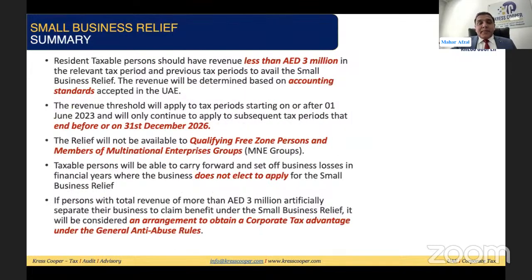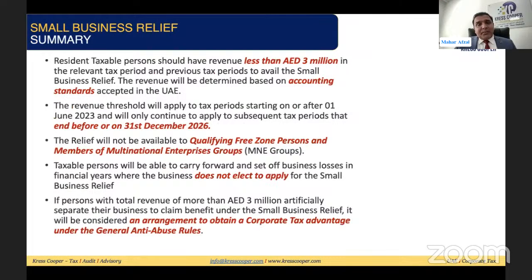In short, we can say what the summary of the discussion specifically related to the small business relief is. If the entity has a revenue of less than 3 million for the current period and the previous period, the entity has a right to opt for the small business relief. If the entity opts and it is approved, it will be assumed that the entity has no taxable income during the tax period. The entity will not be liable to pay any tax, but it doesn't mean the entity will not be liable to register. The entity will be liable to register, but not liable to pay taxes.